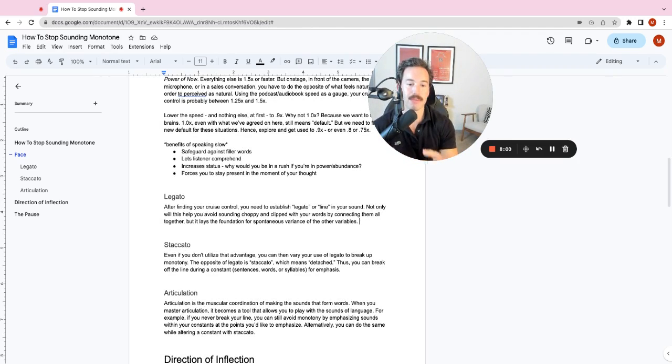So once we find that pace, then the next thing that we need to do is we need to establish legato, or line, in the sound. This comes from the Italian school of operatic technique, and it's the basis of a beautiful sound. Essentially, what it is connecting each word to the one before it. I was just speaking in a more staccato way. I tend to default to speaking legato. What this means is that the line, the phonation, is uninterrupted.